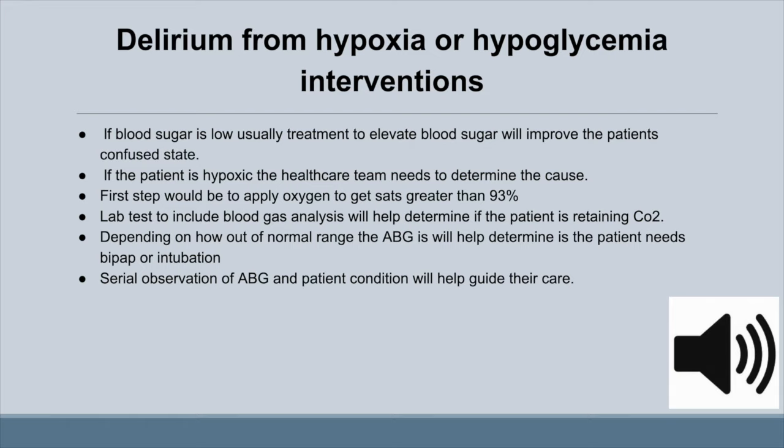First step will be to apply oxygen to get the SATs greater than 93%. Hopefully that will improve the mental status. Lab tests need to be done to include blood gas analysis. This will help determine if the patient is retaining CO2. Depending on how out of normal the arterial blood gas is, it will help determine if the patient needs BiPAP or intubation. Serial observation of arterial blood gas and patient condition will help guide their care.